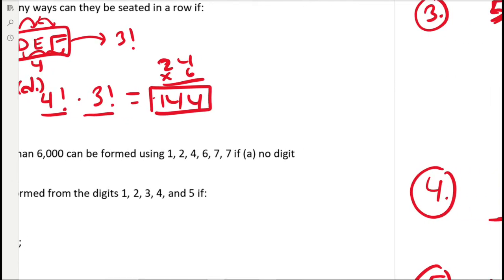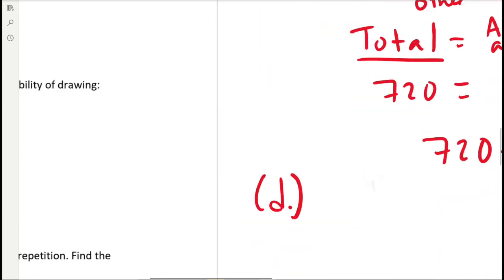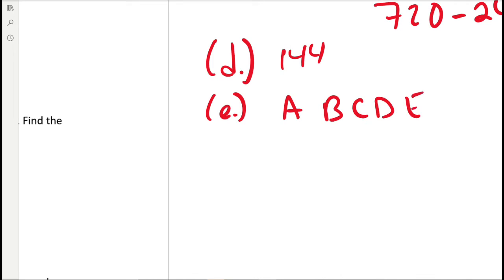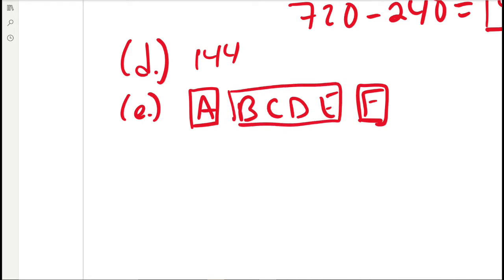So let's do that. Let's go back. It says A and F must be at each end. So we said this was 144. So it says A and F must sit at the ends, like this. Okay? So basically these are separate. Now because they have to sit at the ends, this means that this group here has to be together. They can be rearranged, of course, but they have to be together.